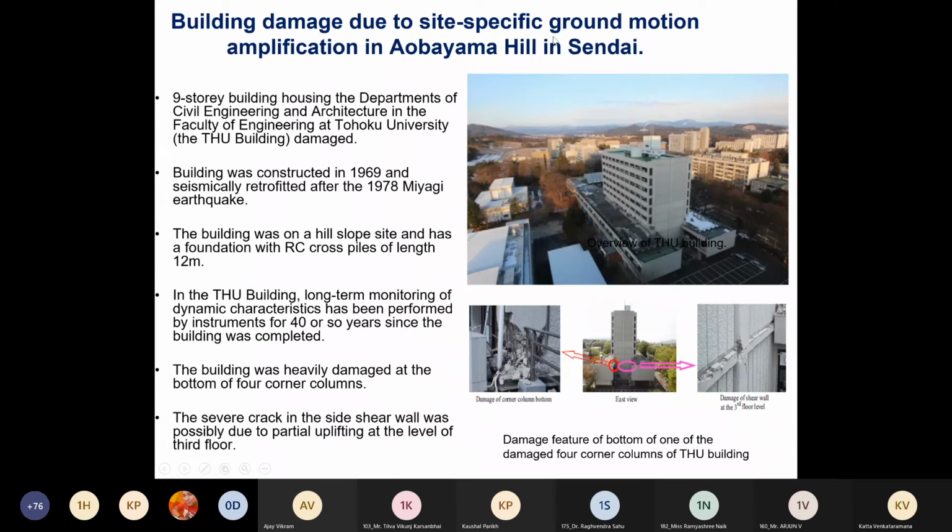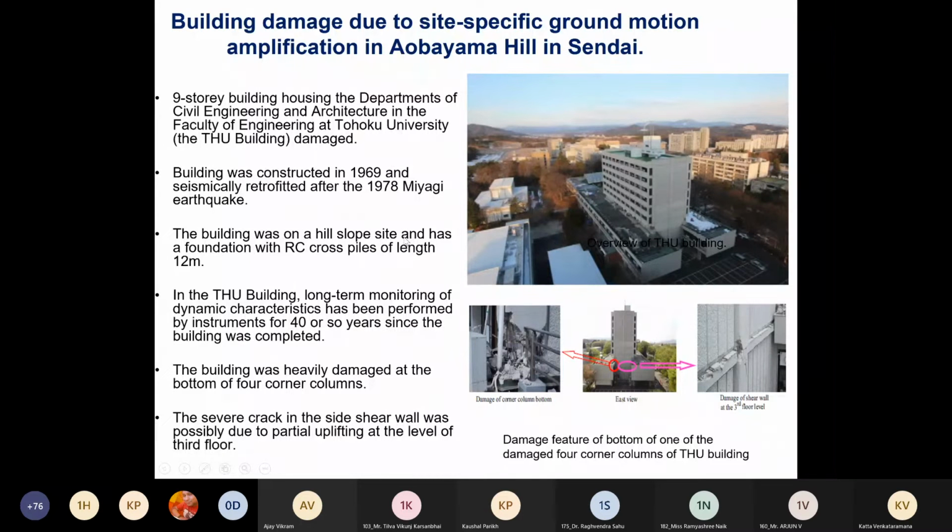Building damage due to site-specific ground motion amplification in Aobayama Hill in Sendai. This is actually the civil engineering department building of Tohoku University, a 9-story building housing the departments of civil engineering and architecture in the Faculty of Engineering. This building got damaged. It was constructed in 1969 and seismically retrofitted after the 1978 Miyagi earthquake. There was a severe earthquake nearby in 1978, after which this building was retrofitted.